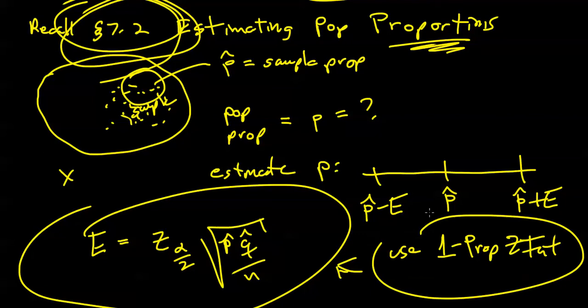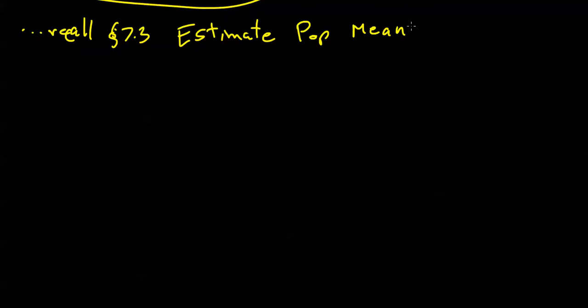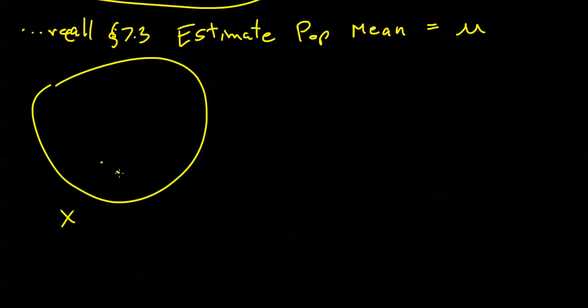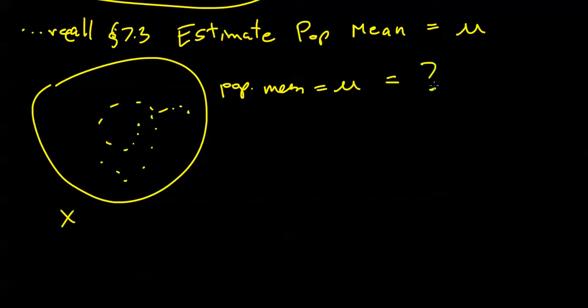Alright, so that reviews section 7.2, estimating population proportion. What about 7.3? Recall section 7.3. We estimated a population mean. Well, population mean is mu. Very similar idea. We've got a huge population, perhaps with millions of measurements. There is a population mean for some value of interest, we label it with the Greek letter mu, but again, typically we never know exactly what mu is because populations are too big to count.